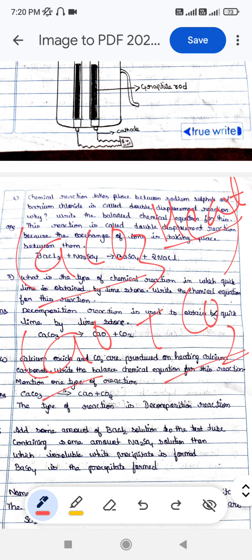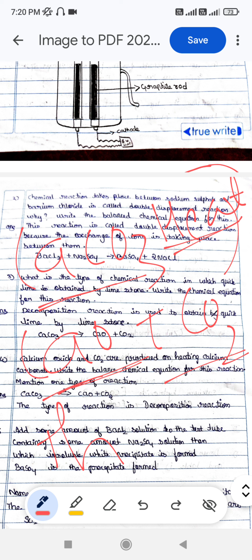Decomposition reaction. Second definition: since heat is involved, this reaction is also called what? Thermal decomposition, meaning the decomposition reaction is carried out by heat. Thermal decomposition reaction. Since heat is involved, it is called a thermal decomposition reaction.